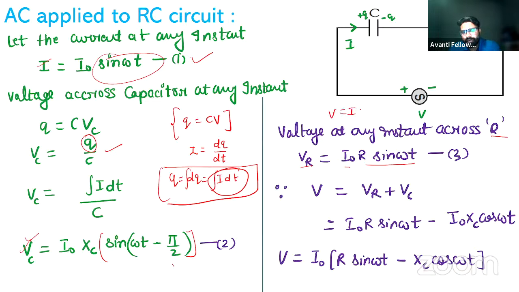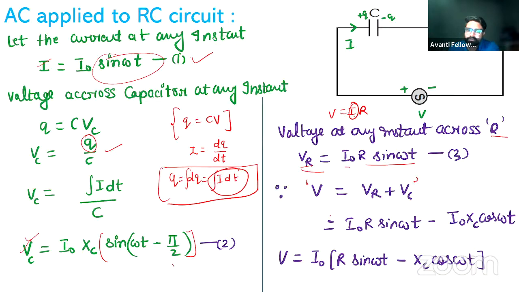V is equal to IR. You put the value of I, which is I naught sin omega t. So you will get the value of voltage across the resistor, which is I naught R sin omega t. Now V is equal to nothing but VR plus VC. This is V. V is equal to VR plus VC.